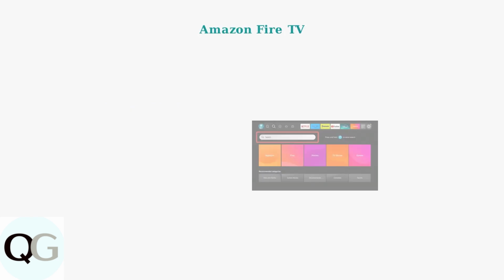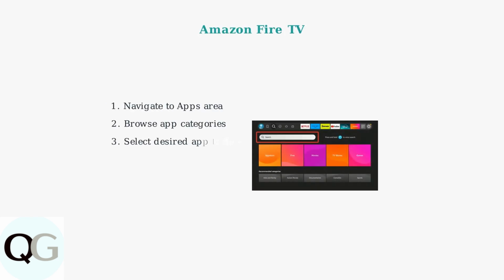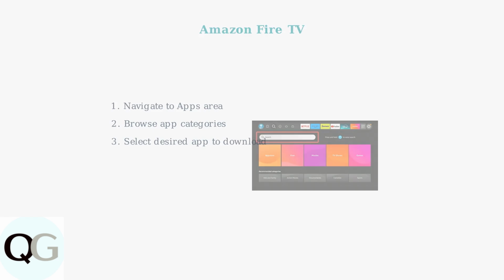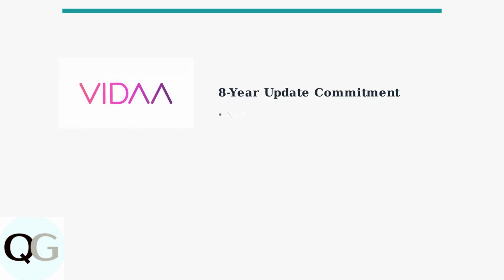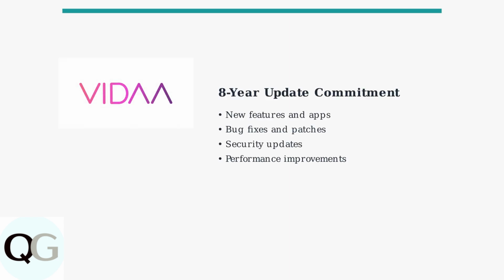For Amazon Fire TV, navigate to the Apps area from your home screen. Browse through different categories like movies, TV shows, or games, then select your desired app to download. Remember these key points when adding apps to your Hisense Smart TV. Always ensure you have an internet connection, identify your TV's operating system, and follow the specific installation process for your platform. Keeping your Hisense Smart TV updated is crucial for optimal performance.